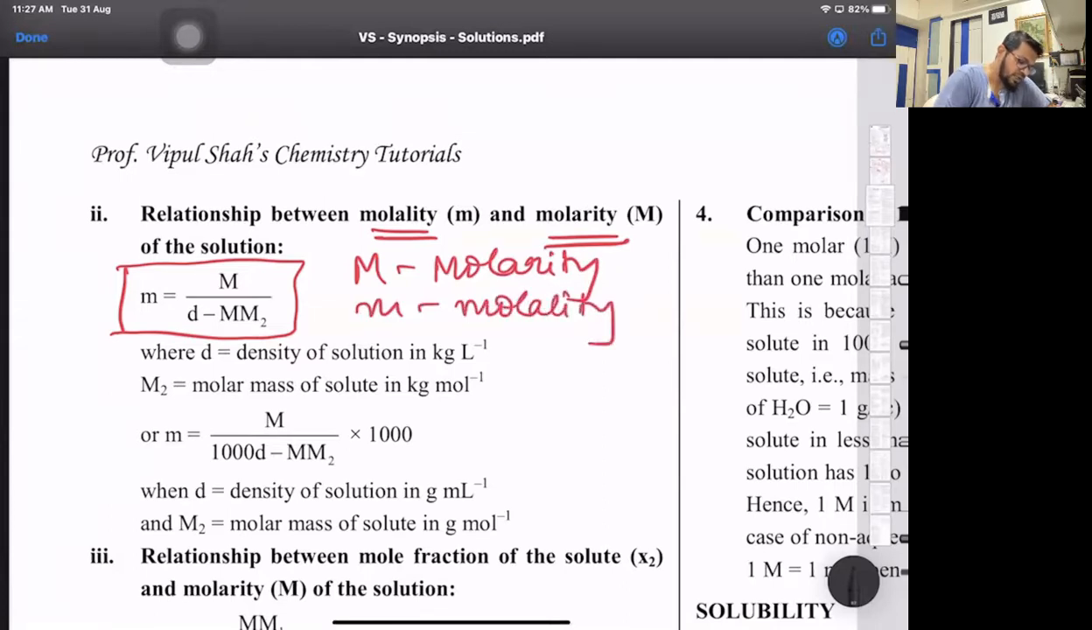D is the density of the solution in kg per liter. Or it can be in terms of grams per centimeter cube also. It's the same thing. And M2 is the molar mass of the solute, because 2 is for the solute, 1 is for the solvent. So M2, the molar mass of solute.